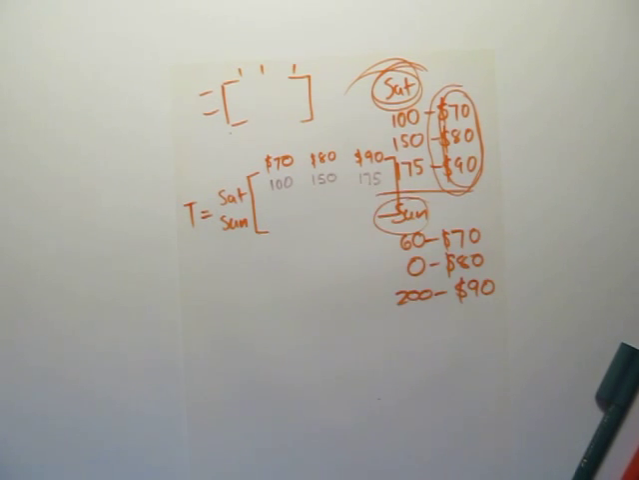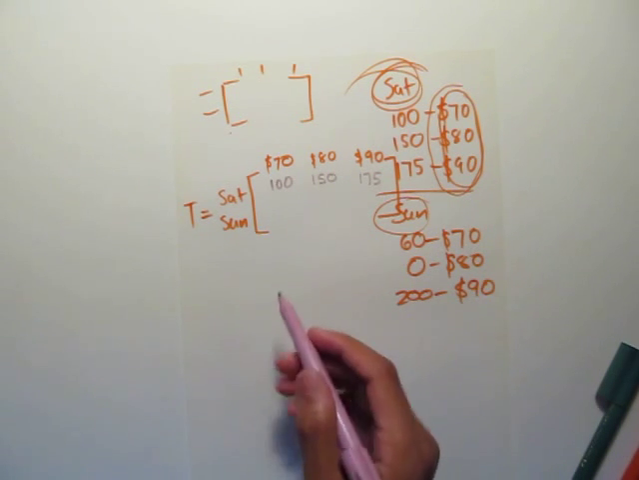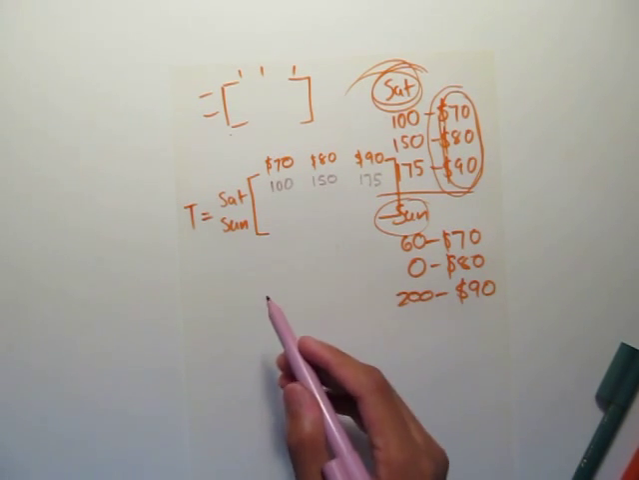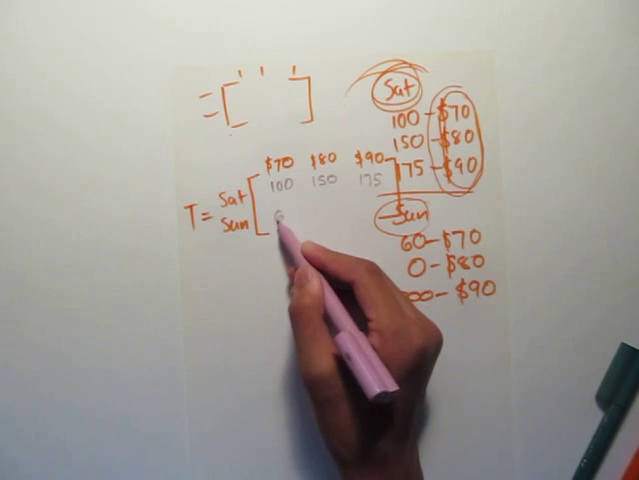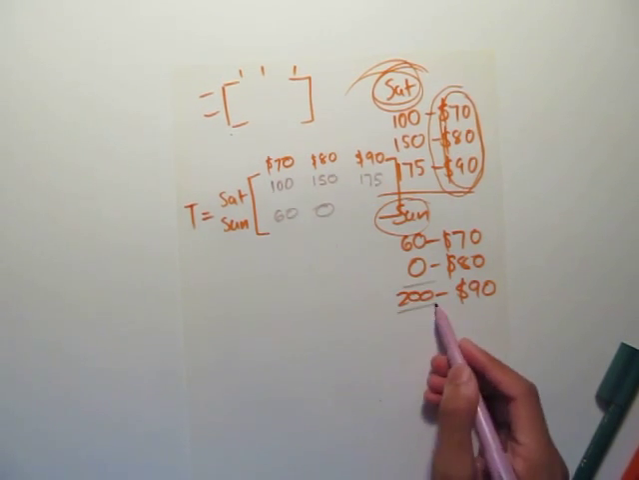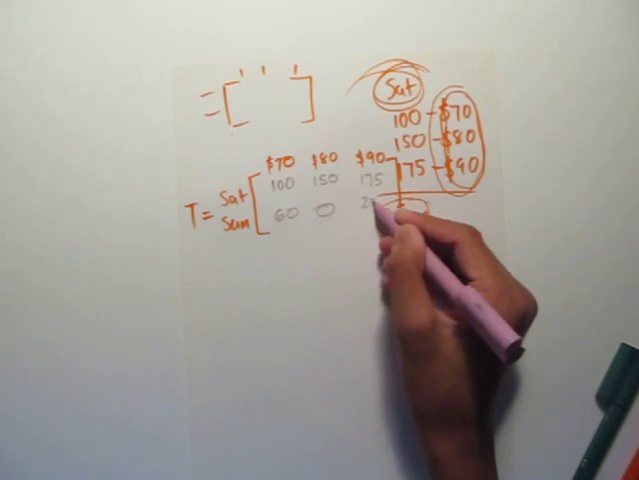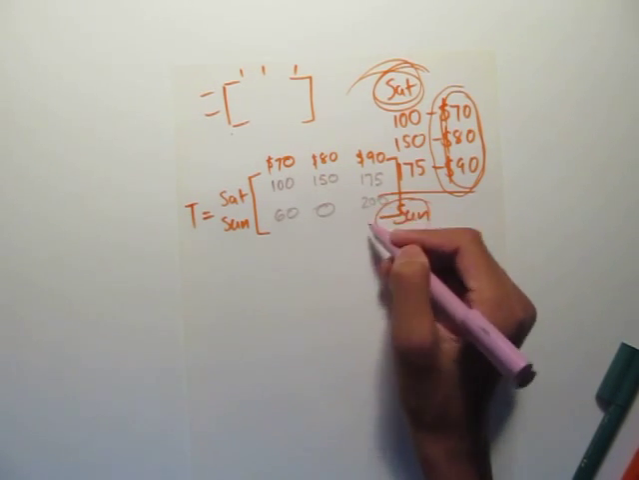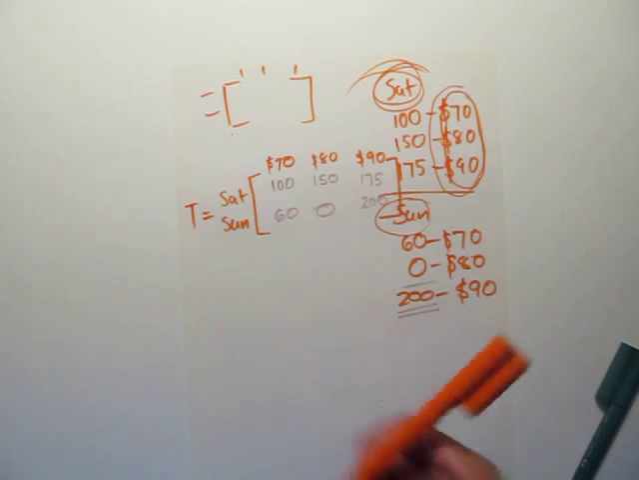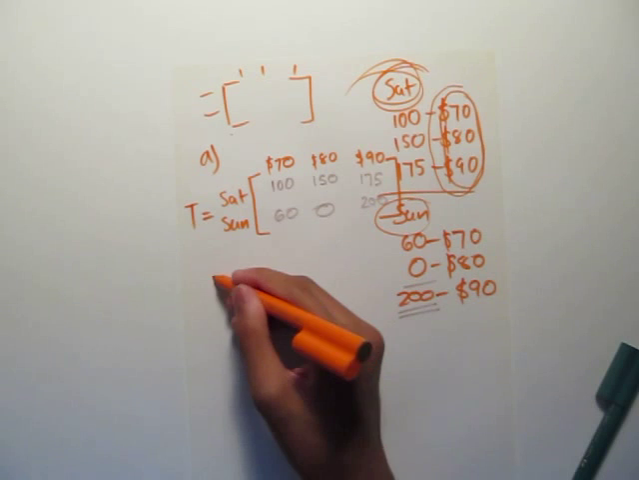Normally these questions will be given in a paragraph. I'll also put that in the description below. Okay, Sunday. There's 60 $70 tickets sold, 0 $80 tickets and 200 $90 tickets. Remember to keep these digits closer together. Okay, so that would be part A of the question. Part B.